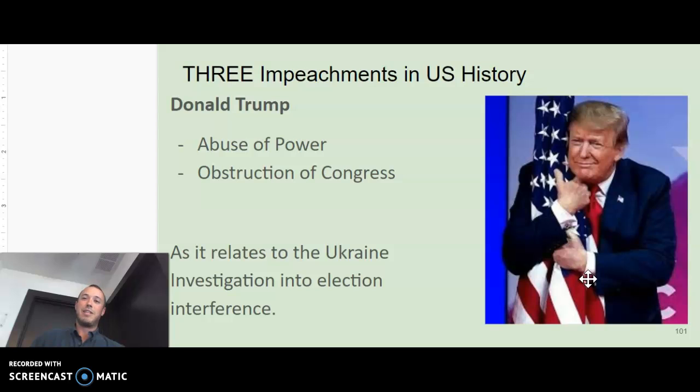He was obviously impeached on 2 charges of abuse of power and obstruction of Congress, which is a whole lot like obstruction of justice, but when Congress is doing the investigation. And remember, this just relates back to the Ukraine, attempted interference in a future election.